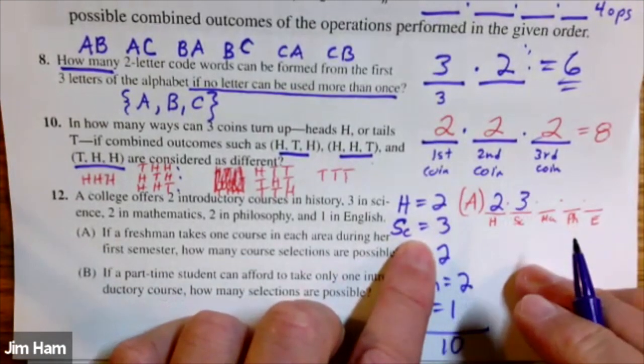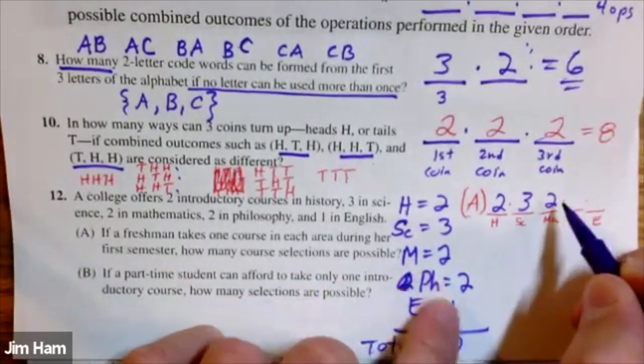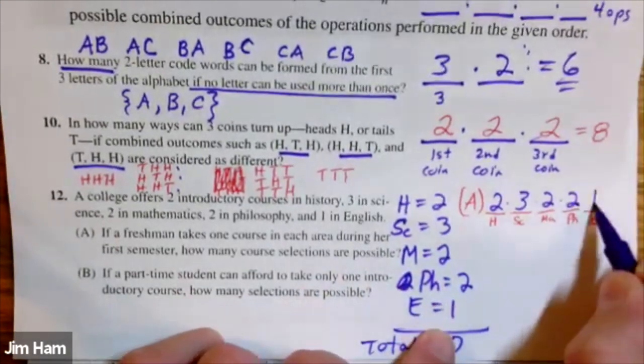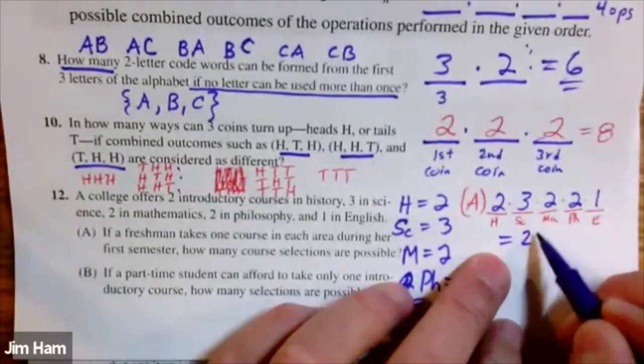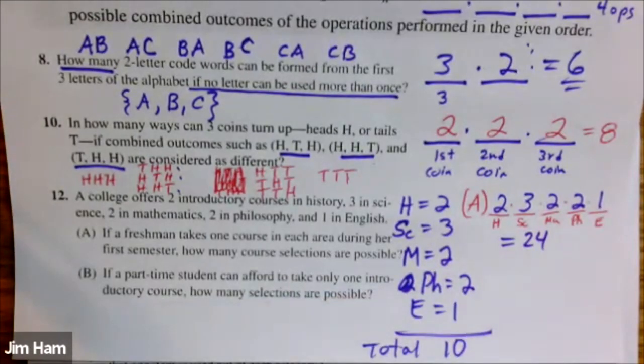Kind of get a sense of where this is going. Math classes, there are 2, philosophy classes 2, and English classes 1. So you just multiply all those together and you get 24. There are 24 possible schedules that she could end up with. 2 times 3 times 2 times 2 times 1.